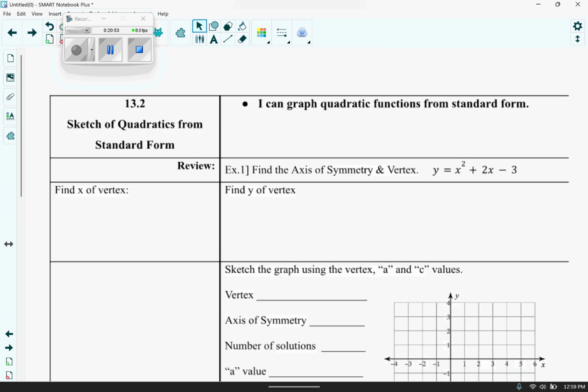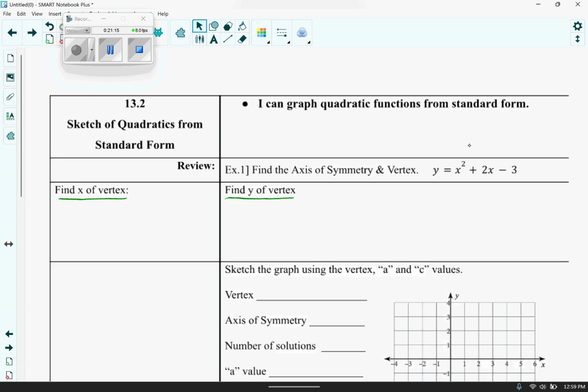Now I'm putting 13.1 and 13.2 together just because I know we're going to have testing coming up and all that kind of thing. So just because we're going to be off schedule, I'm going to put them both together. It is kind of long, but I'm going to put them both together rather quickly here to find y of the vertex. So find x of the vertex, find y of the vertex.